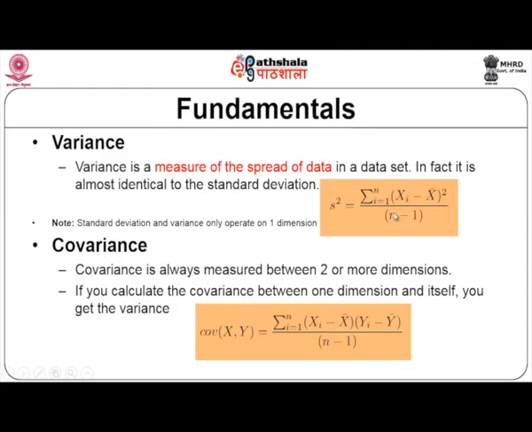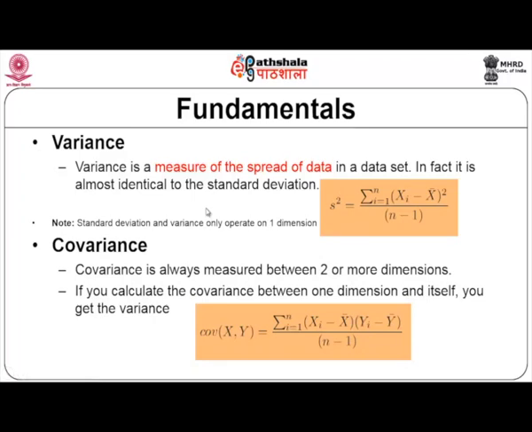The equation related to variance is similar to or identical to the standard deviation equation. So, variance is equal to the sum of the squared difference between the data and the mean, divided by n minus 1, where n is the number of elements in the data set. Now, this variance is actually calculated with respect to a single dimension.